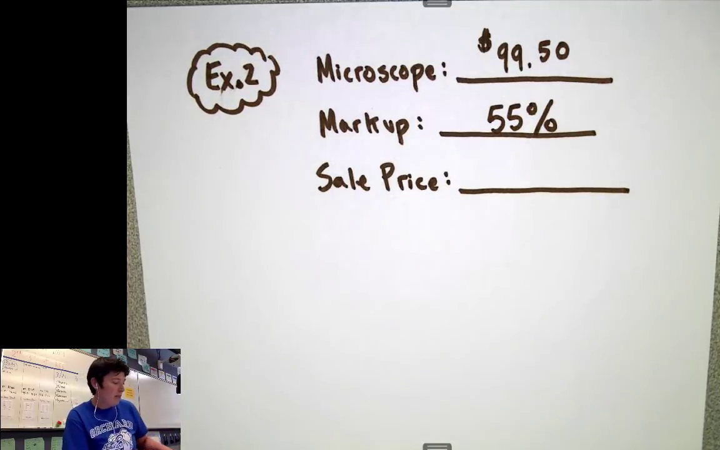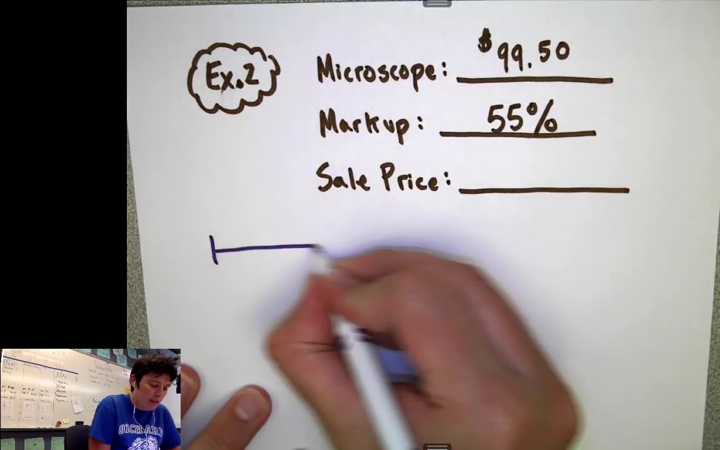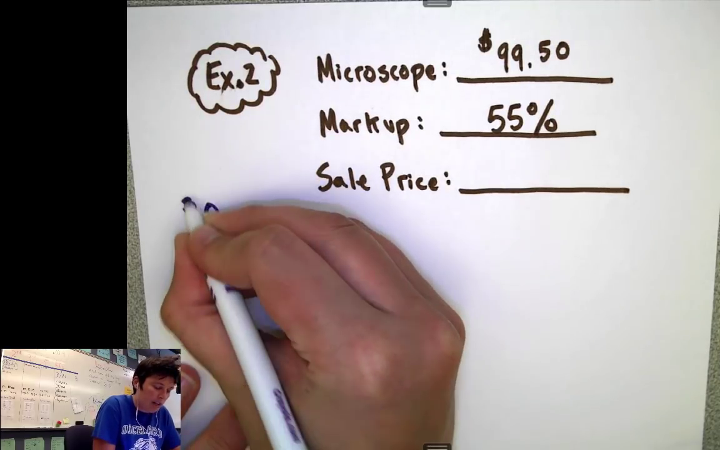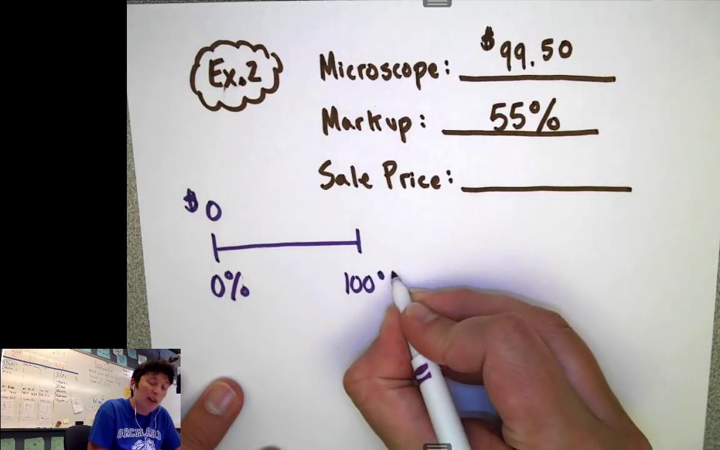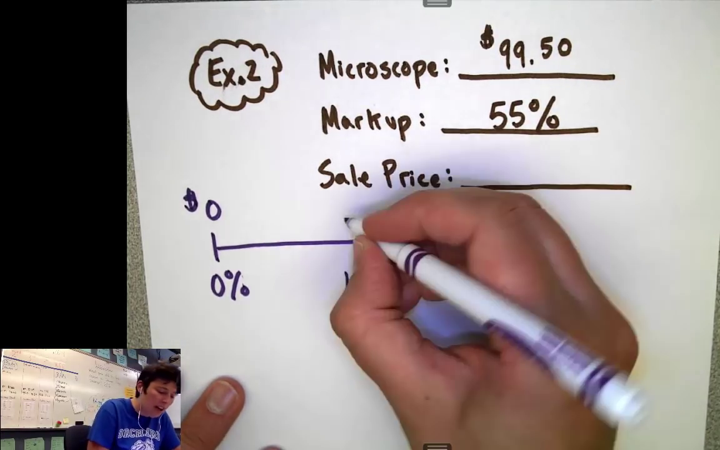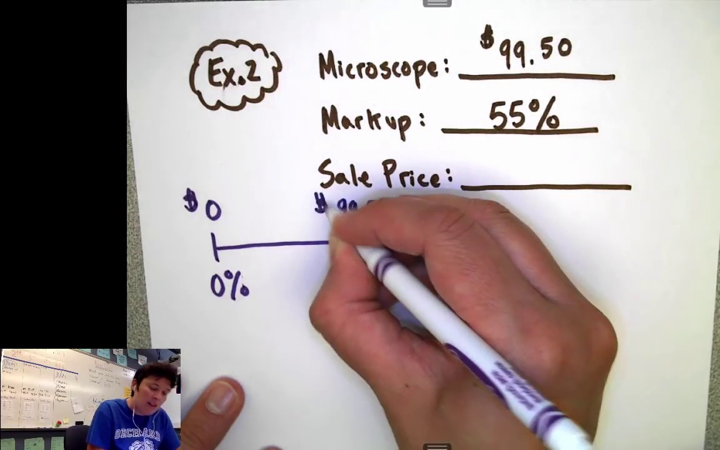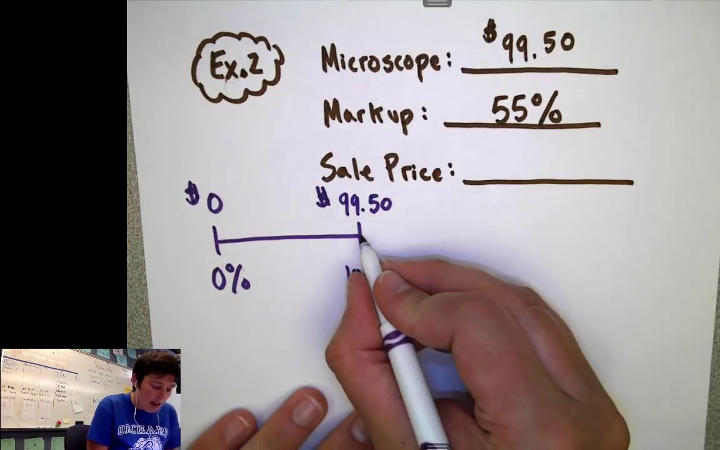Ooh, okay, so markup gets set up a little bit differently. I'm going to draw my number line. I'm going to say, okay, 0% means I spend $0. We know that. We got that down good. 100% of the cost is what our business owner paid. He paid $99.50 for this microscope. But that's not how much I'm paying. I got to pay the markup. So I get to pay more.